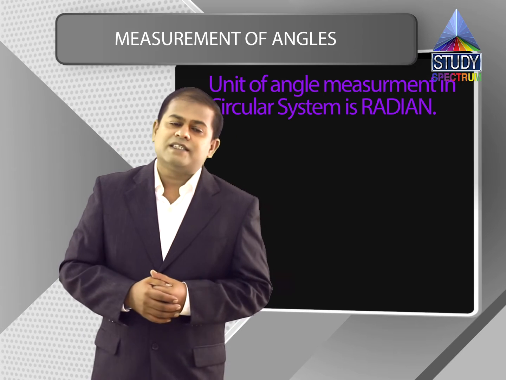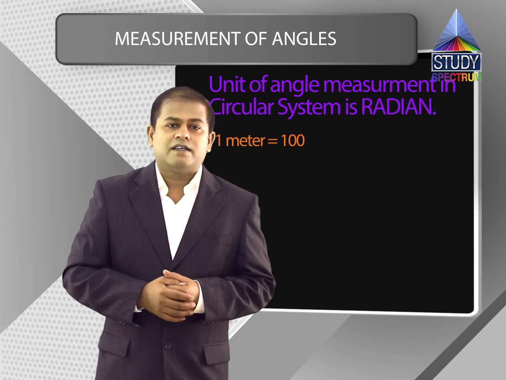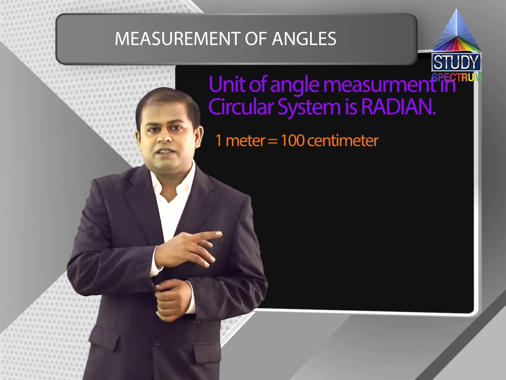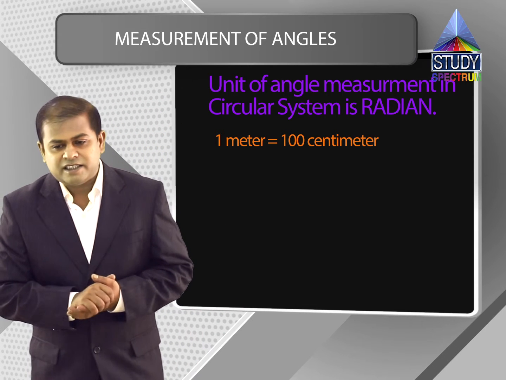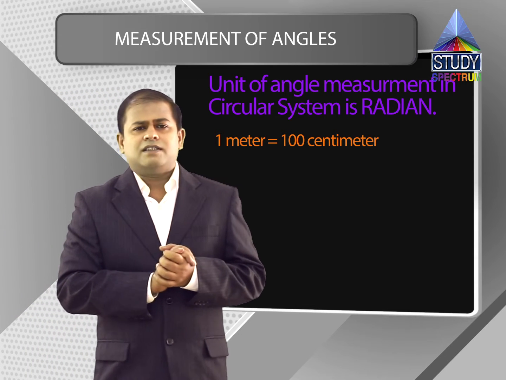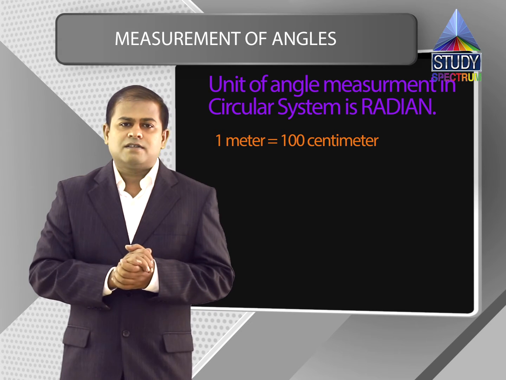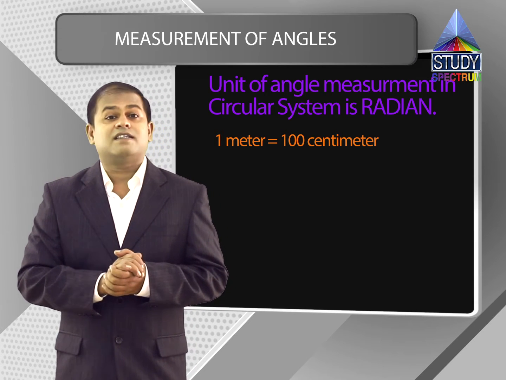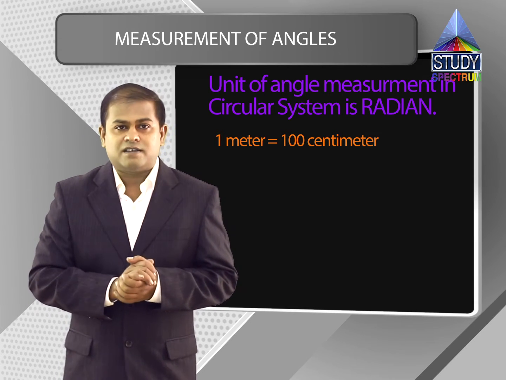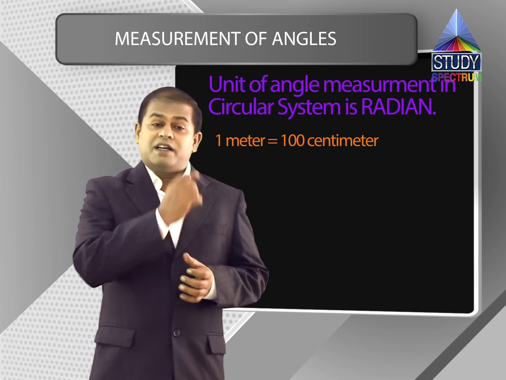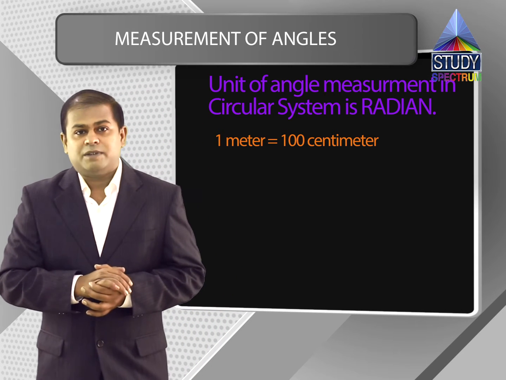We know 1 meter is equal to 100 centimeter. Does it mean 1 is equal to 100? No. This does not mean 1 is equal to 100. 1 meter is equal to 100 centimeter.